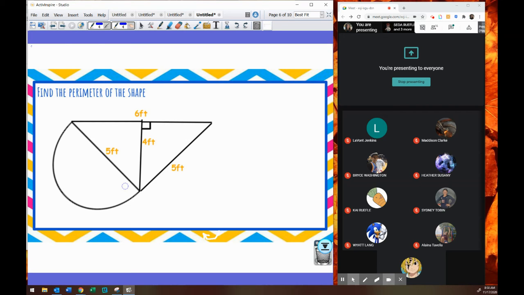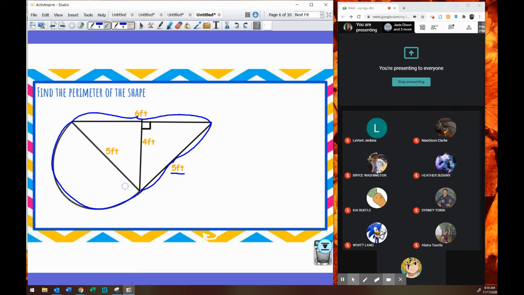Find the perimeter of the shape. So to clarify, this is 5 feet. This is not drawn to scale because that would be 6 feet. You need to figure that out. There might be a couple numbers that you don't need. Just find the outside perimeter.